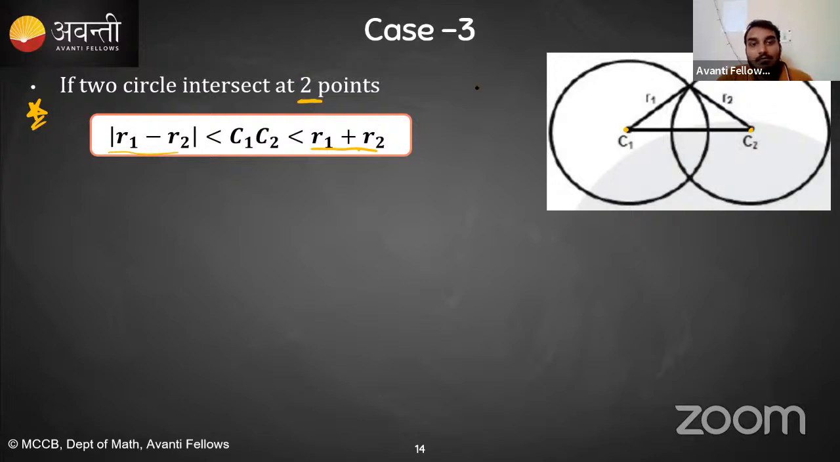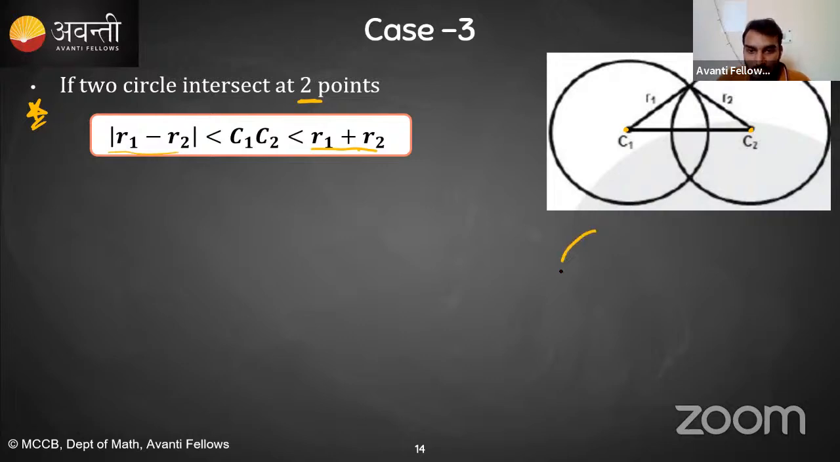Any guesses? Yes, try to think why we have written that this condition should be satisfied, that C1C2 should be between R1 plus R2 and mod of R1 minus R2. Anyone? Okay. See, clearly it is saying that the two circles are intersecting at 2 points.